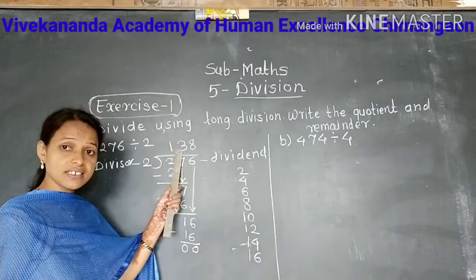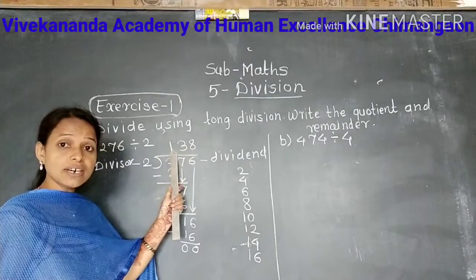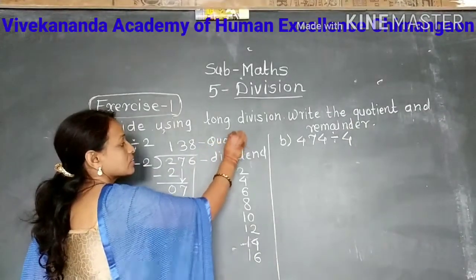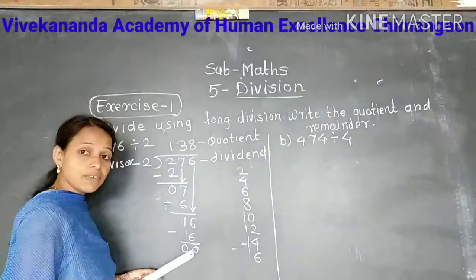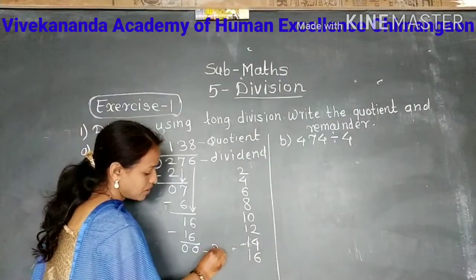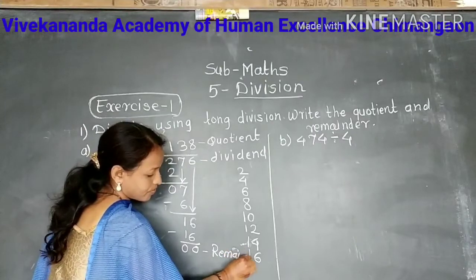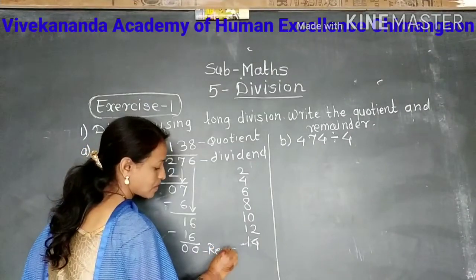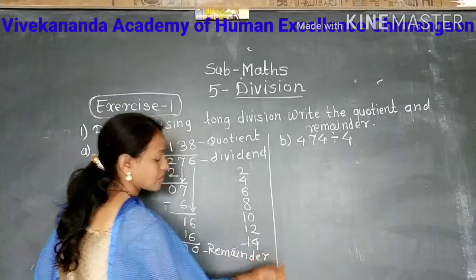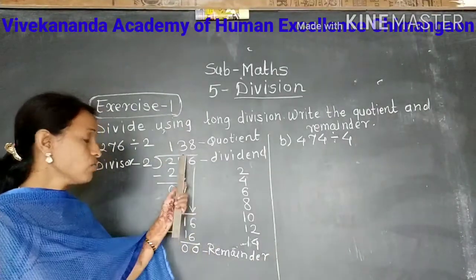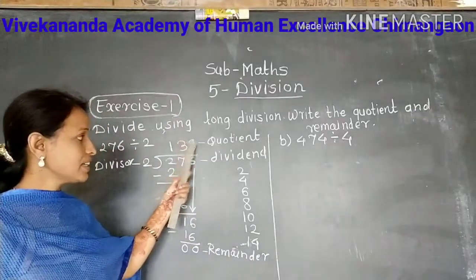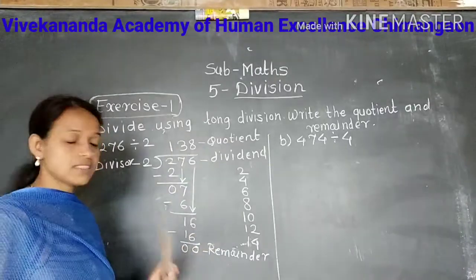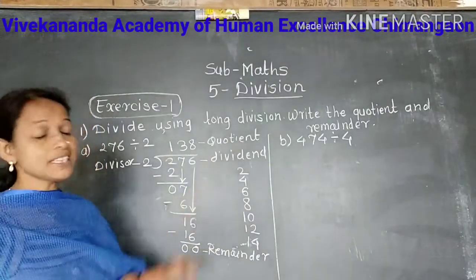And here we get the answer 138. So 138 is the quotient. This is an example of how we get the quotient and remainder. So the quotient here is 138 and the remainder is 0. Okay. Now we will see the next example.